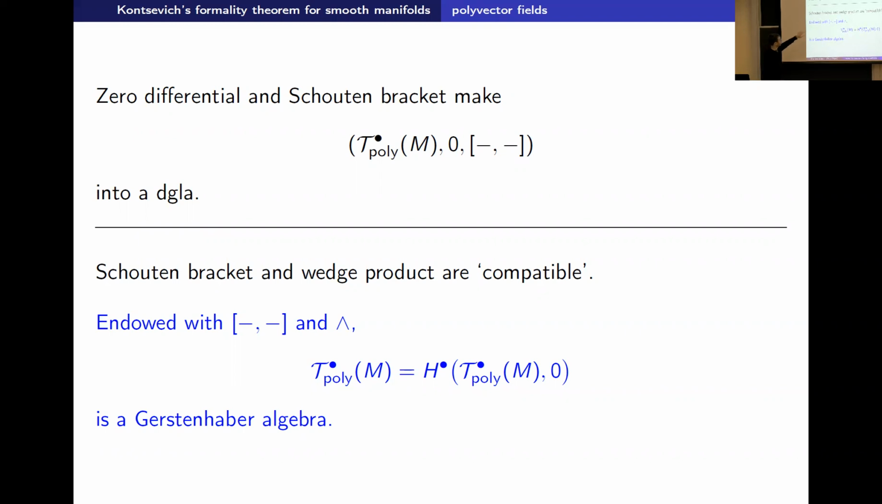Now, the Schouten bracket and the wedge product are compatible in the natural sense, right? And so if you endow T poly, which by the way is the same as its cohomology since the coboundary operator is trivial, with those two operations, Schouten bracket and wedge product, you get what's called a Gerstenhaber algebra.